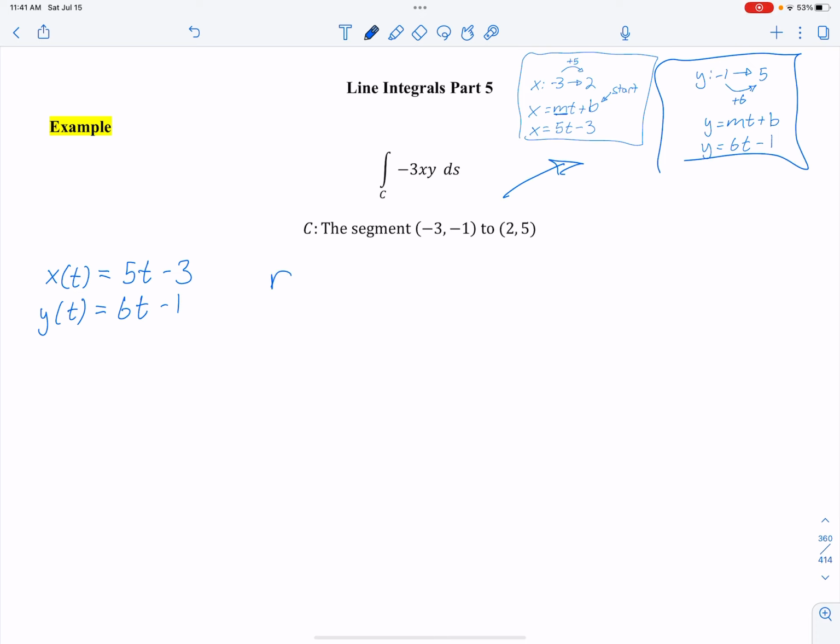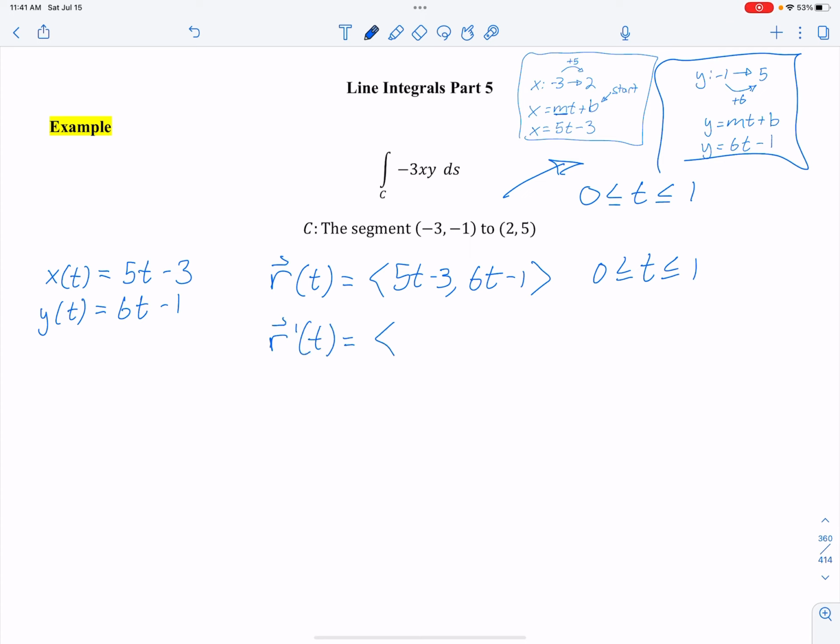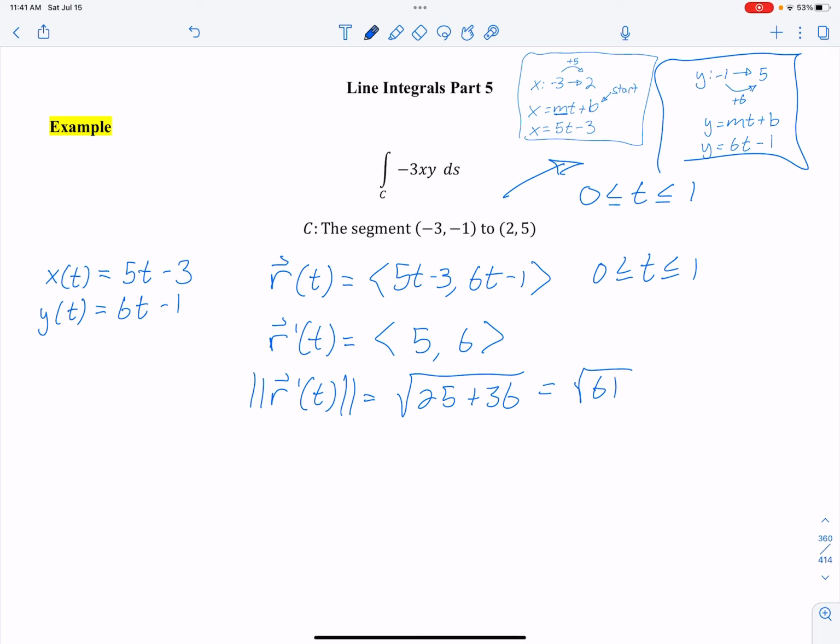Let's write our r of t now. We have each part. The x part is 5t minus 3. And then the second part is 6t minus 1. Anytime you set it up this way, t is going to be 0 to 1. Every single time. So I'm going to write that here, if you define it like we just did. This helps with r prime now. We can find that. r prime is <5, 6>, which means the magnitude of r prime is the square root of 25 plus 36, which is the square root of 61. Right, not clean, I'm just going to leave it alone.